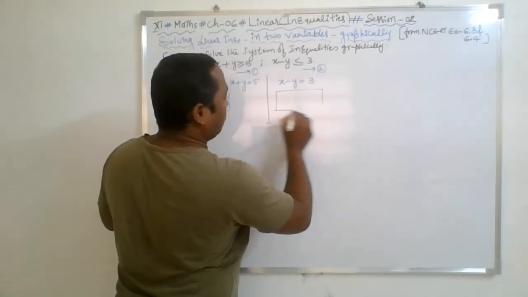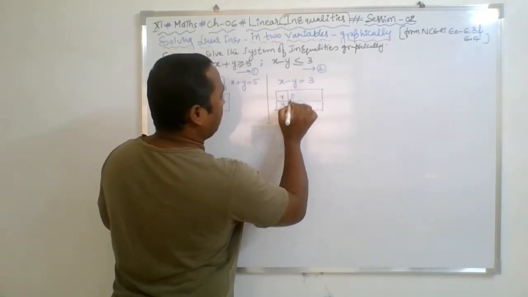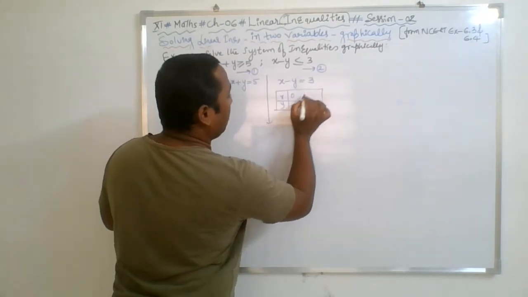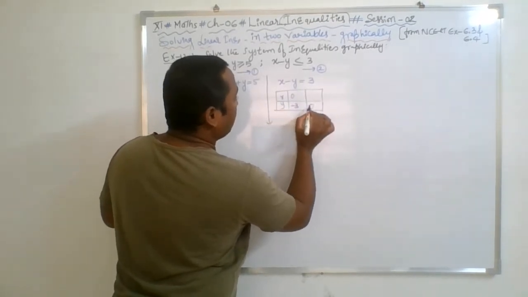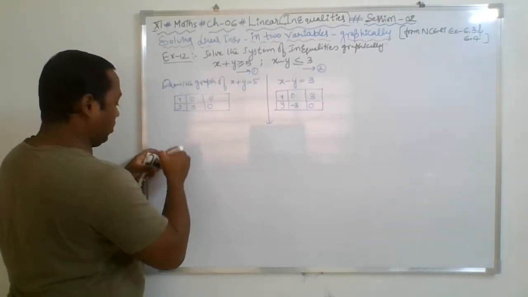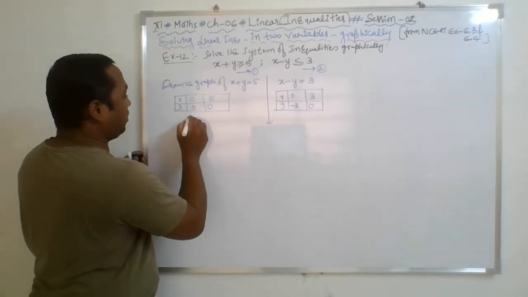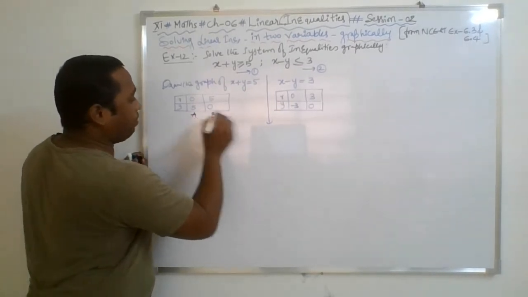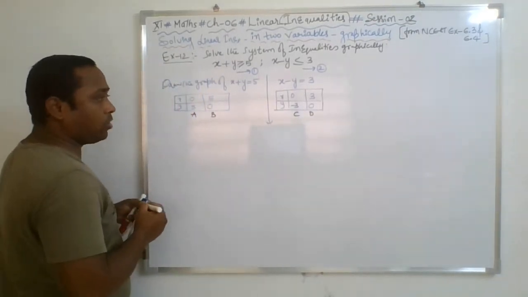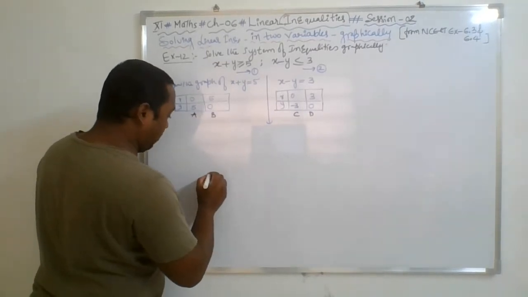Okay, so then here again x and y. If x is 0, y will be minus 3. If y is 0, x will be 3. So now I got here points to plot on the graph. This is point A, this is point B, this is C, and this is D. Simply plot these points on the graph and try to get the graph.